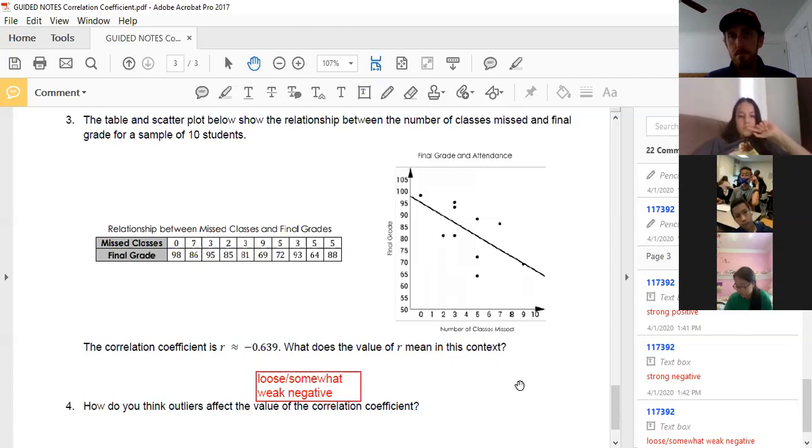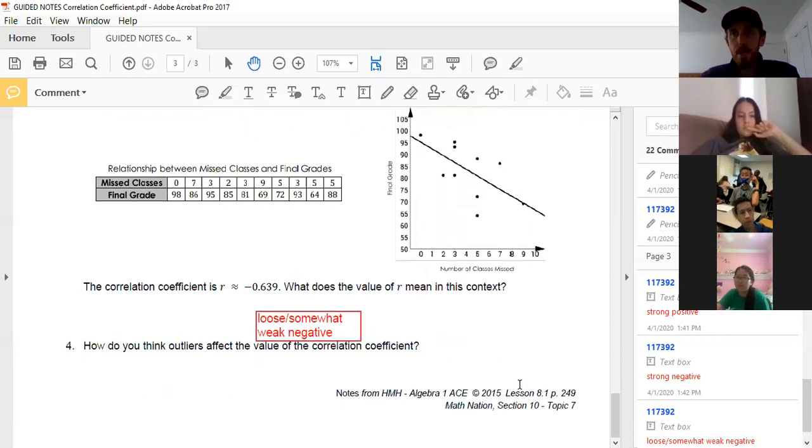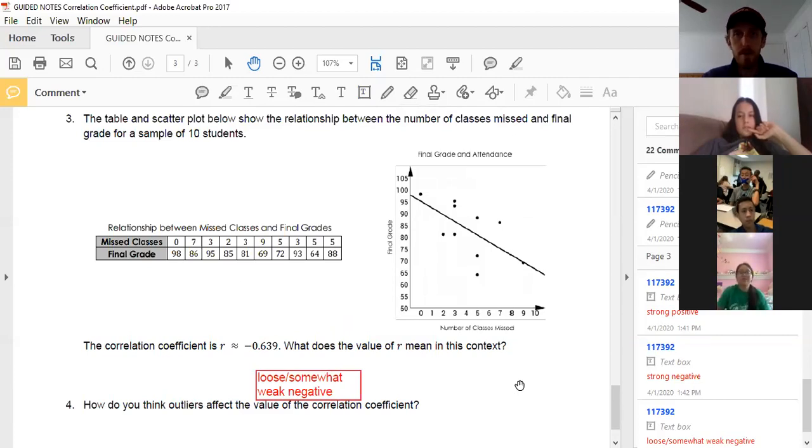That's it for correlation coefficient. There's 2 things to remember, right? The closer it is to 1, or -1, the stronger the relationship is. And if it's positive or negative, that tells you the direction that it's going. Any questions? No. Okay, cool.